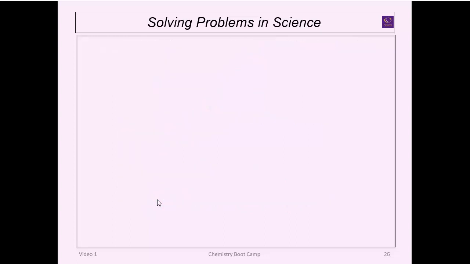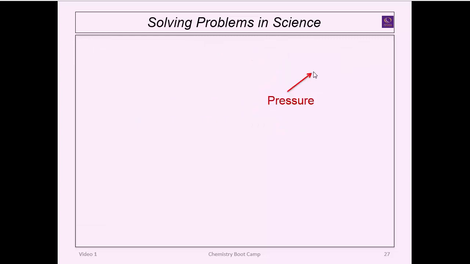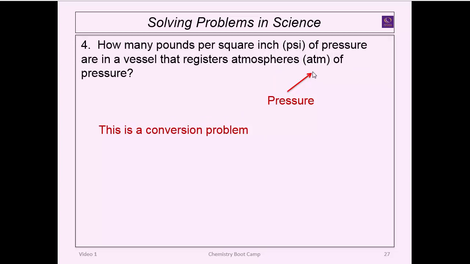All right. How many pounds per square inch, which is pressure, and here's what I mean by understanding what pressure is, the true effects of force. That's the definition of pressure. How many pounds per square inch of pressure are in a vessel that registers atmospheres of pressure? This is a measure of pressure. This is a measure of pressure. This is a conversion problem.